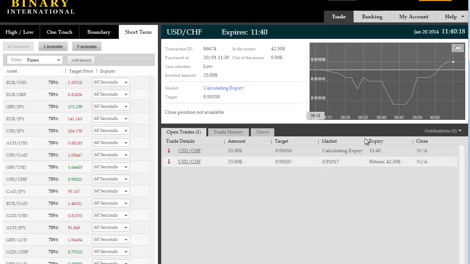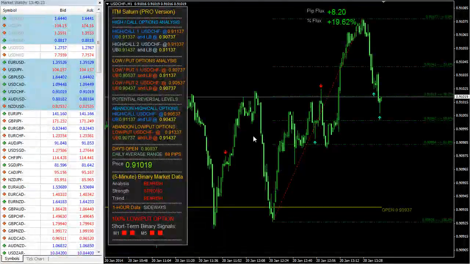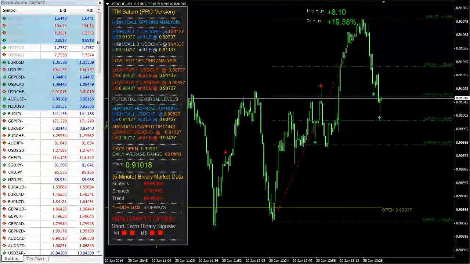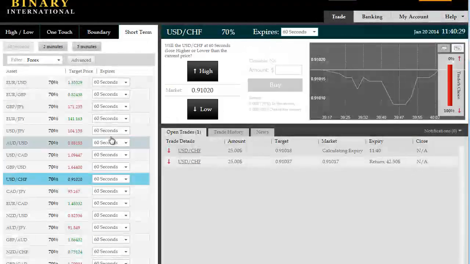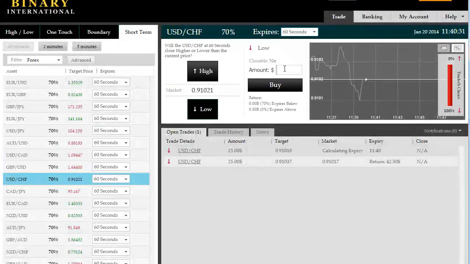Now let's go over to the charts again shortly. I'm just showing you what the charts are saying. We have high probability bearish momentum here. So what we're going to do is double our investment to $50 and take a short trade on the US dollar Swiss franc, 50, and click buy.